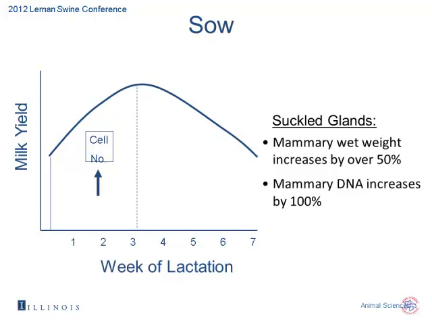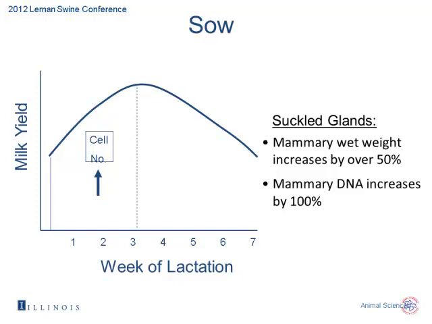What's causing this increase in milk yield? We have a fair amount of data that it's an increase in cell numbers, so an increase in mass of the mammary tissue, an increase in the number of cells involved in making milk. We know that because from farrowing to peak lactation, there's over a 50% increase in the wet weight of the mammary gland and a 100% increase in the DNA. You can think of DNA as basically equivalent to cells. So we're basically doubling the number of cells in the mammary gland from the time she farrows until she hits peak lactation. And the key is that this is being driven by the piglets, by milk removal. And so again, it gets into that relationship between the pigs and the mammary gland, how much milk is produced, and all those kinds of things.